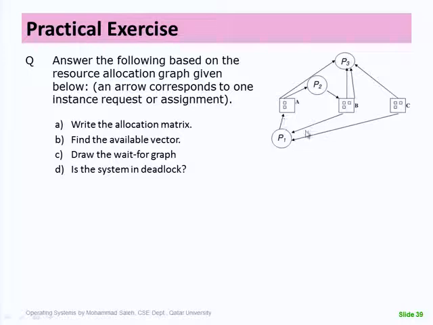And if I am looking at the second row, which corresponds to P2, then I can say that P2 is currently using one resource of A, but none of B or C. So the second row is 1, 0, 0. Okay? Find the available vector.